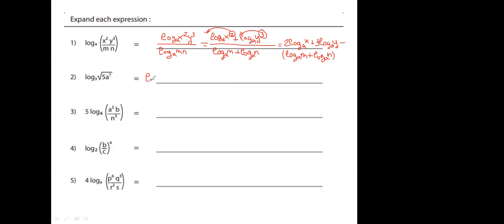So we have here the logarithm of 3, we have a square root, and the square root we can write down as fraction 1/2. Then we can use the power property. So when 1/2, we take it up front. And we have what is left inside. Logarithm 3 of 5, a to the 7.